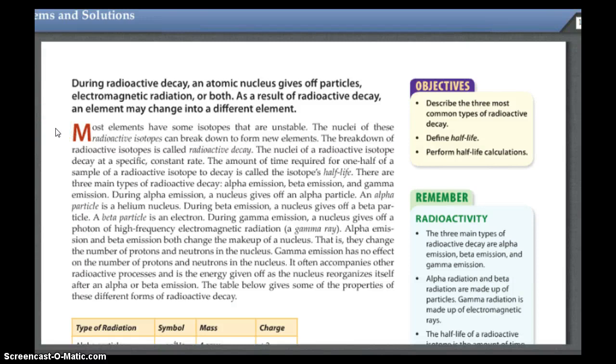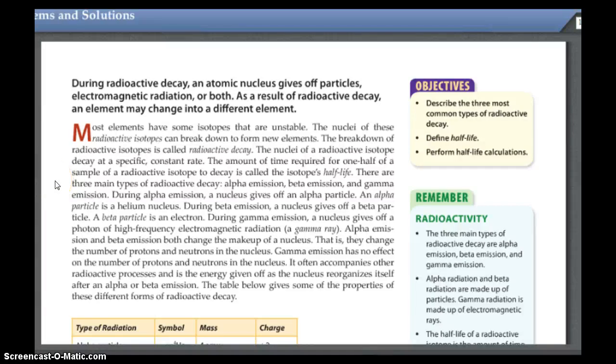Most elements have some isotopes that are unstable. Okay, so isotopes: atoms of the same element but different numbers of neutrons. The nuclei of these radioactive isotopes can break down to form new elements. The breakdown of radioactive isotopes is called radioactive decay. The nuclei of a radioactive isotope decay at a specific constant rate. The amount of time required for 1/2 of a sample of radioactive isotope to decay is called the isotope's half-life.